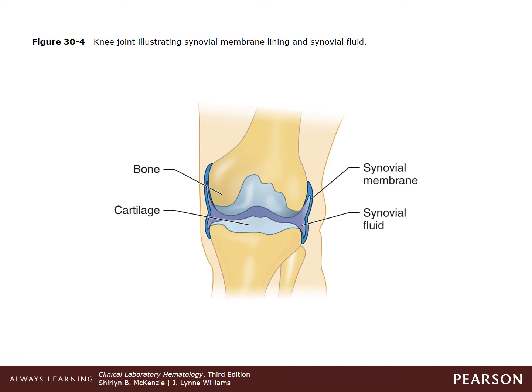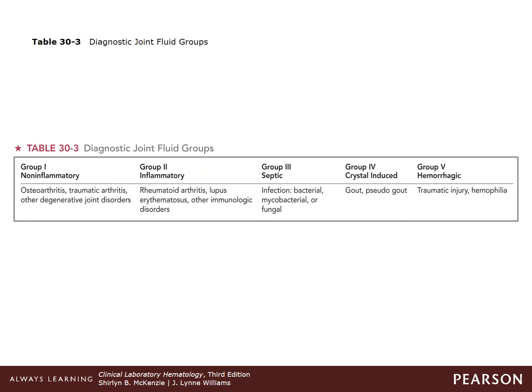They contain hyaluronic acid, which makes the fluid very viscous. Now here we have certain kinds of joint diseases that occur within the joint spaces and are classified into categories. Here is the diagnostic joint fluid group classification. Normally, synovial fluid is pale yellow, clear, and viscous.